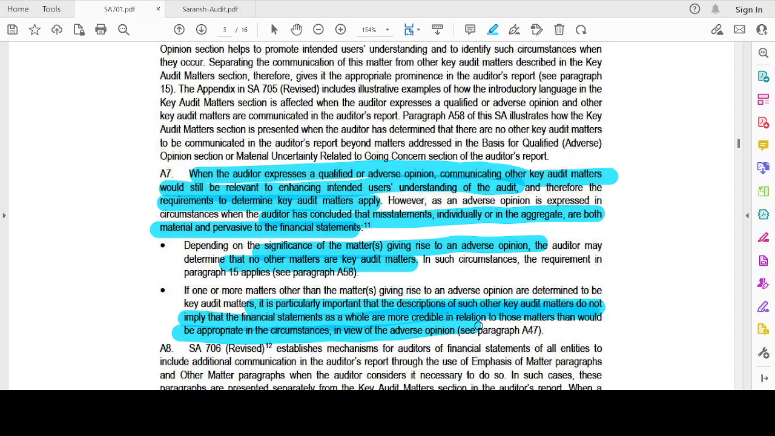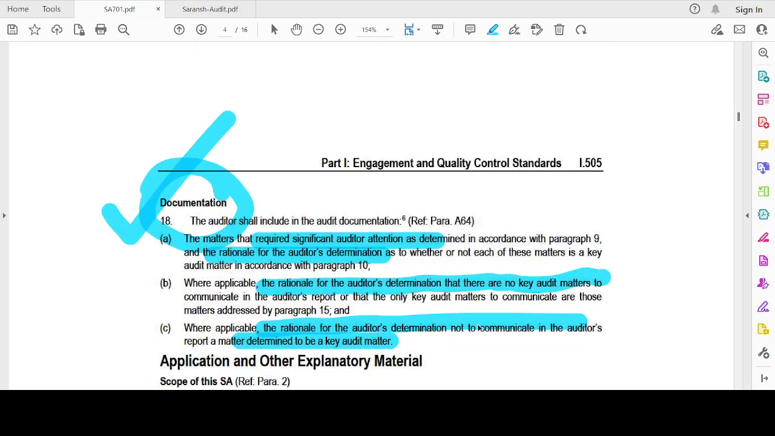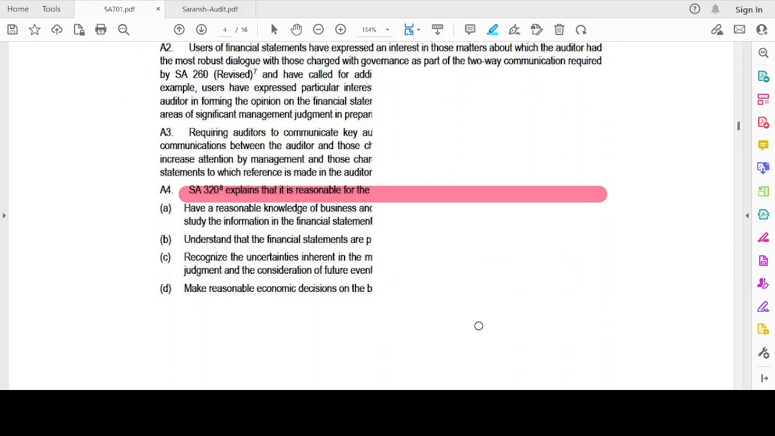Or there could be another case. There are some matters which would lead to an adverse opinion, and some matters would still be a key audit matter without any qualification in the opinion, right? Those can still be given as a key audit matter with an additional note stating that these matters, even though they are key audit matters, do not make the financial statements more credible, because the reasons for the adverse opinion outweigh this credibility.